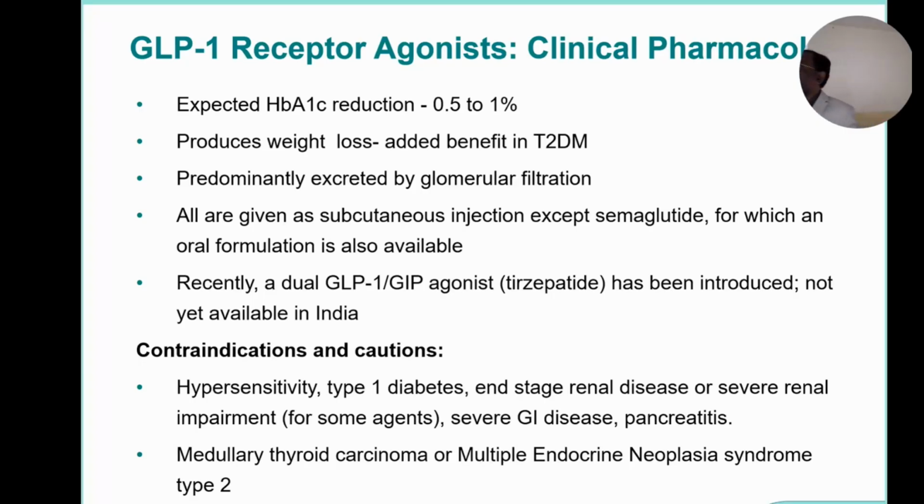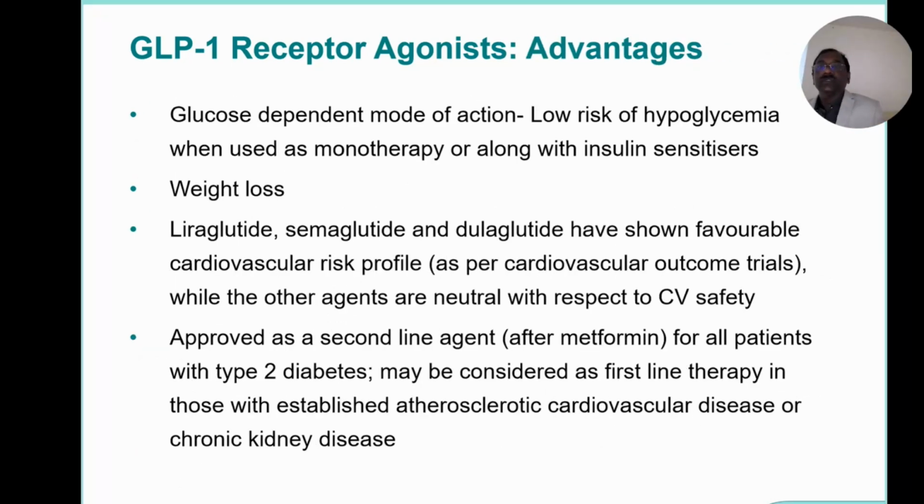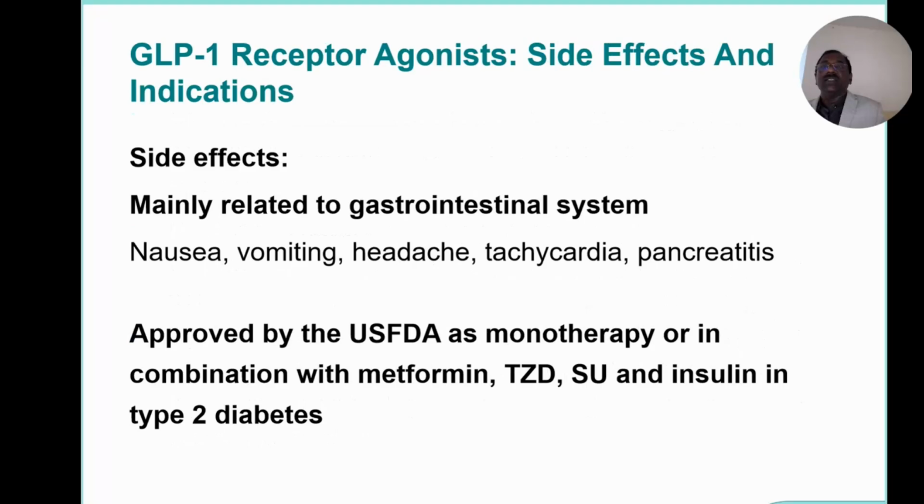Recently a dual drug has come. There is GLP-1 and GIP also. What is that? Tirzepatide. Advantages, you already all know. Side effects are mainly related to the gastrointestinal system: nausea, vomiting, headache, tachycardia, pancreatitis. So these drugs should not be given to people with a past history of pancreatitis or chronic alcoholics who are more prone to pancreatitis, and also thyroid carcinomas, medullary carcinoma of the thyroid. So better to avoid in such individuals.